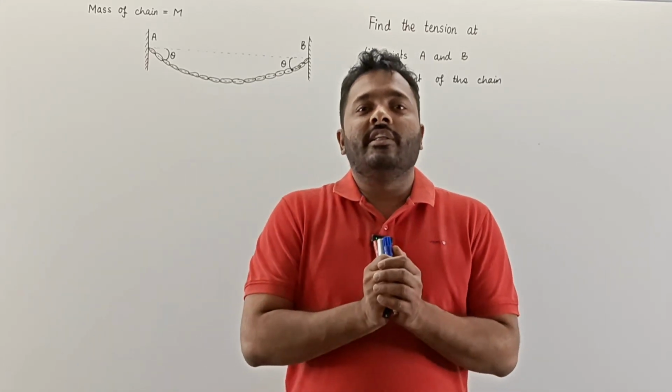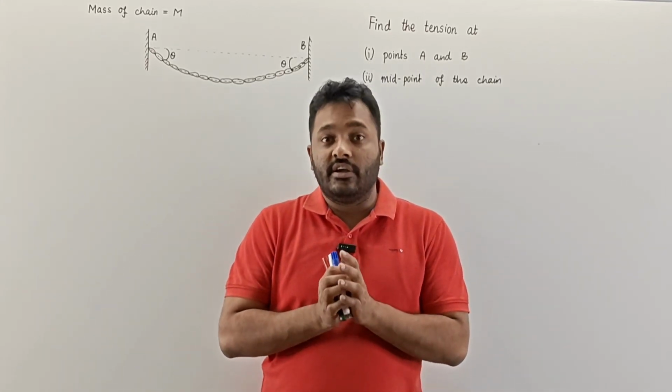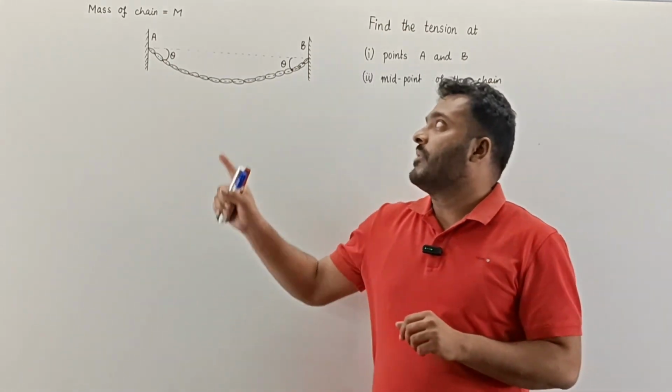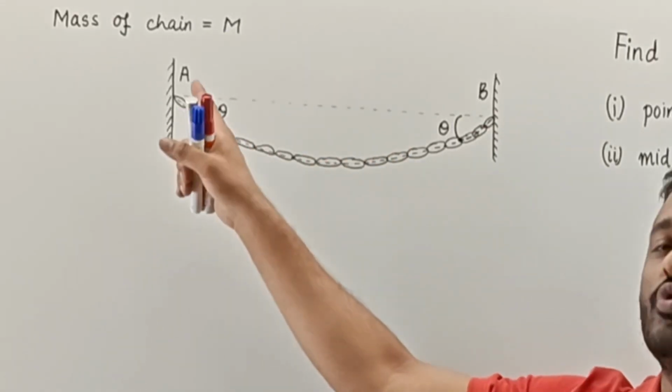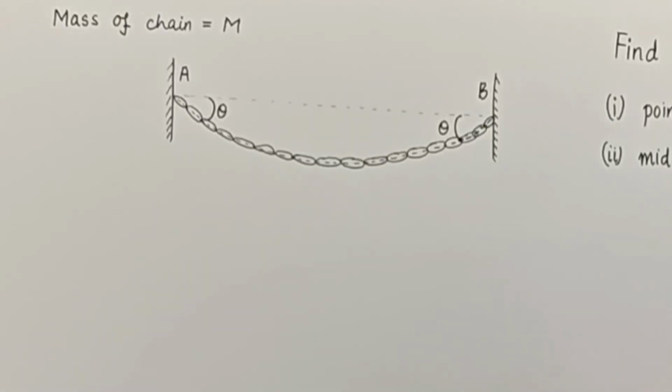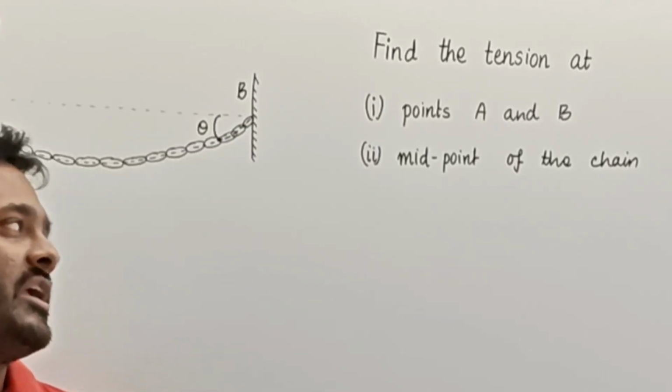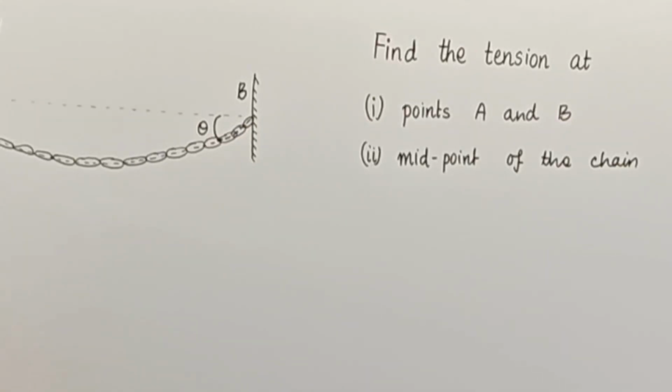So hello guys, we are dealing with a very simple yet difficult problem of Newton's law. We have a chain of mass m which is hanging between two fixed supports A and B, and we have to find out the tension at the points A and B and the midpoint of the chain.